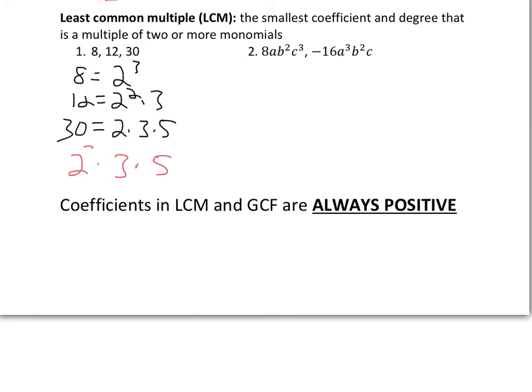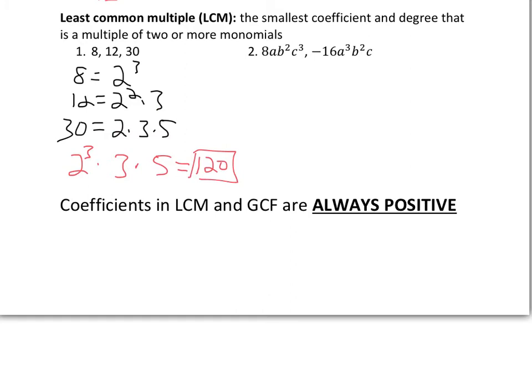So for 2, it's going to be third power. For 3 and 5, it's just going to be first power. So we work this out. We get 2 to the third is 8. 8 times 3 is 24, and 24 times 5 is 120. So the least common multiple of 8, 12, and 30 is 120.